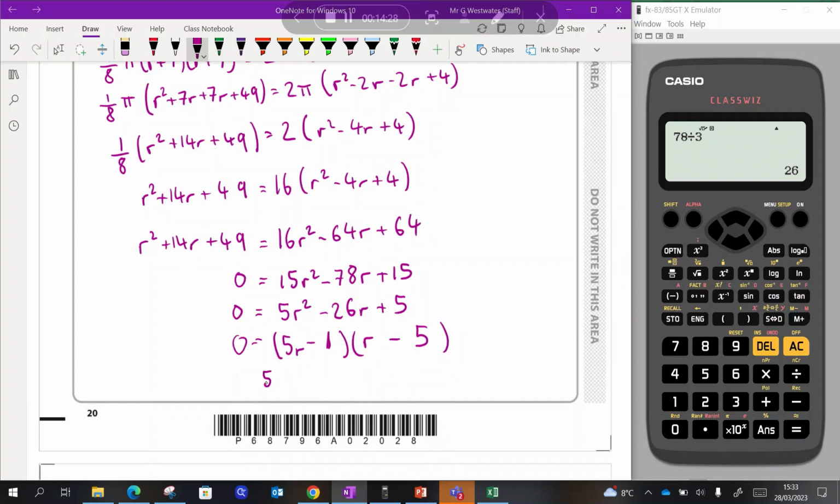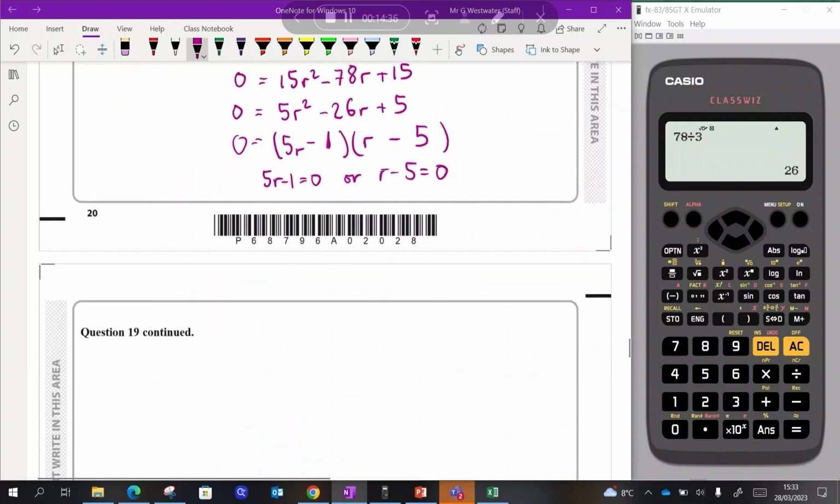So either 5r minus 1 equals 0, or r minus 5 equals 0. And from this, we get 5r equals 1, or r equals 5, and then r equals a fifth. So both are positive solutions that might work, or would they?